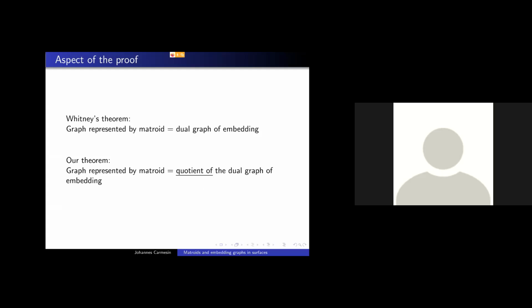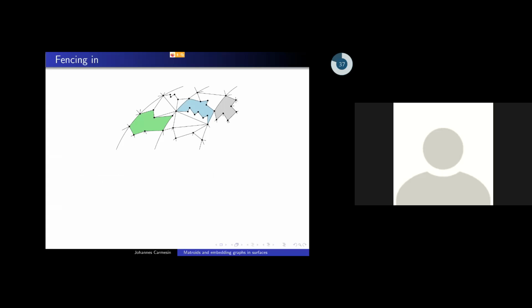Yeah, and by the way, if all the face boundaries are short, then you actually have equality here, and that's why there's such an easy proof that these two things coincide. But in the general case, we now have to actually build our quotient. And this is precisely where this notion of fencing in comes in, because it will not always be possible to build that quotient, but there's some condition that will ensure that it is.